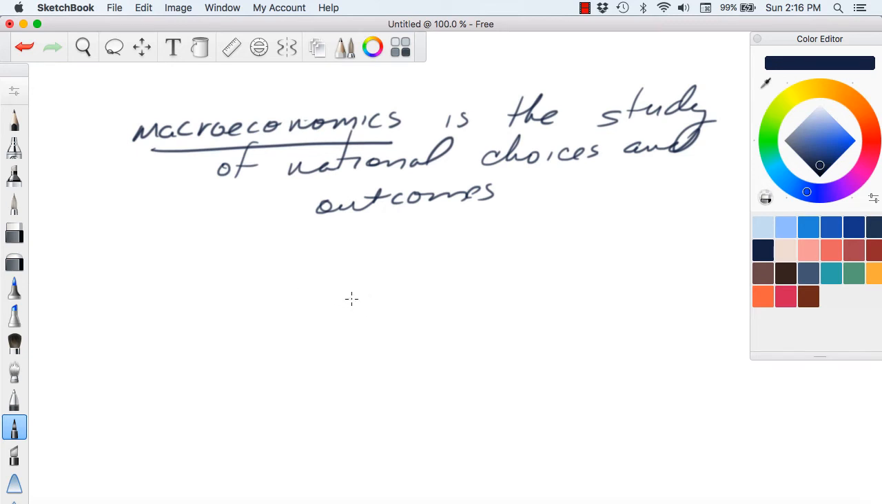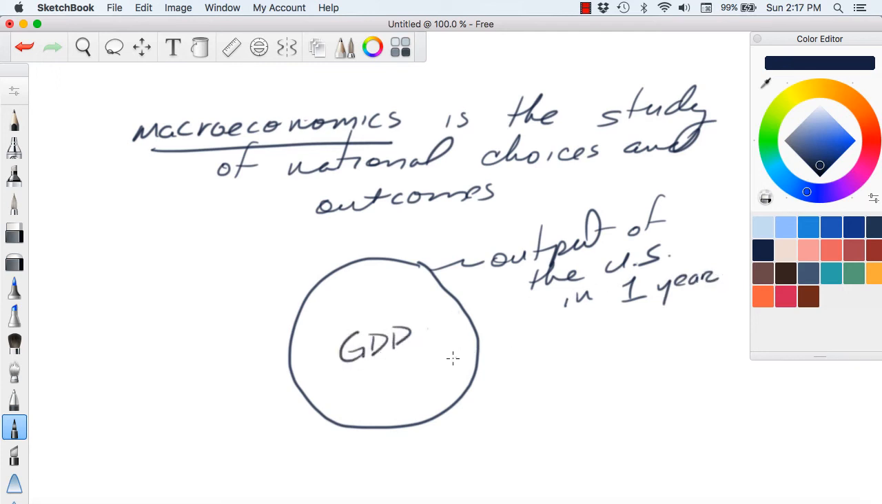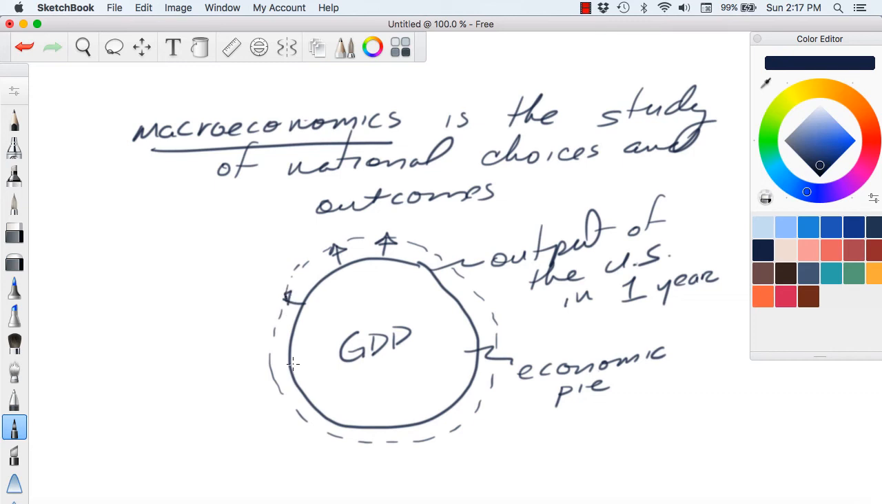A macroeconomic issue would have to do with things like GDP. If you look at the output of the United States in 1 year, that has a name. That's called GDP. The output of a nation, say the United States, in a 1 year time period is called GDP. This is the proverbial economic pie. Perhaps the government is undertaking policies. Maybe the government cuts taxes with the idea that by cutting taxes it can boost the size of GDP. So if we cut income taxes for all Americans, maybe the argument is GDP will expand.